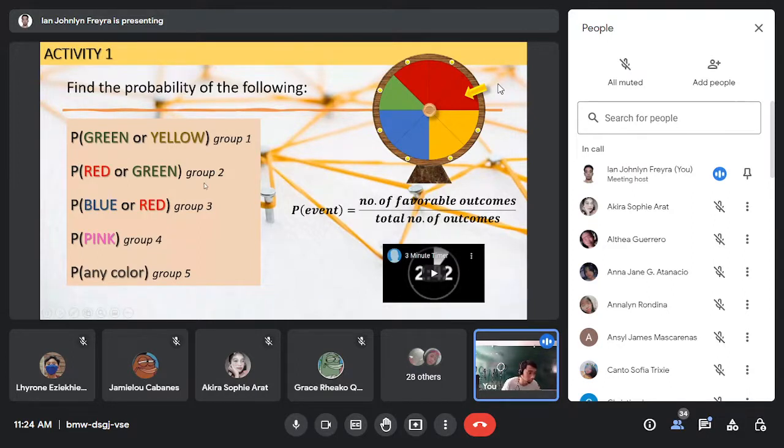Group 2, red or green. Group 3, blue or red. Ilan yung blue or red? Diba? 3 plus 2. Probability of getting pink. Group 4, may pink ba dyan? Group 5, probability of getting any color. Kahit anong kulay, panalo kayo. Okay? Find the probability of that from happening.